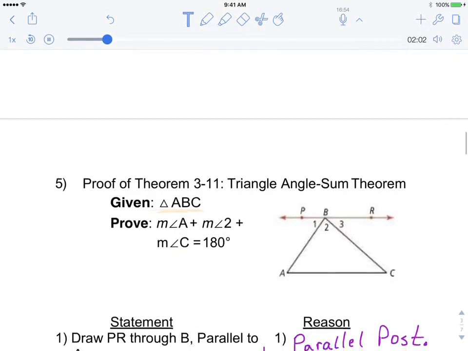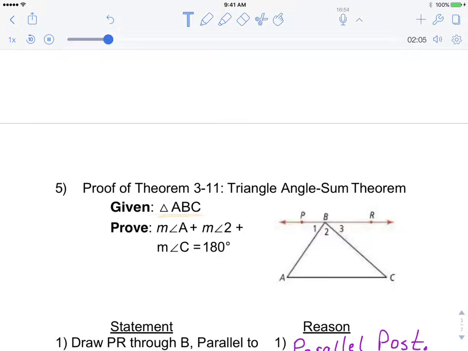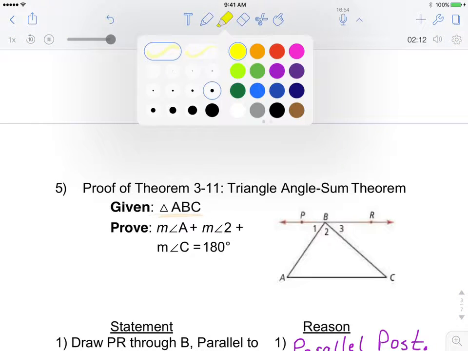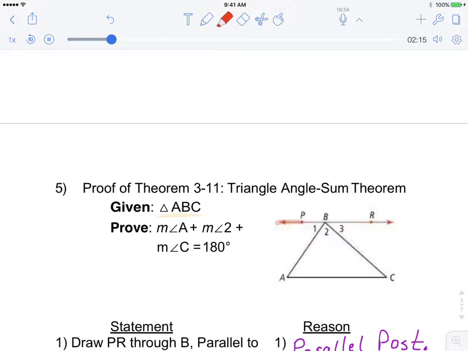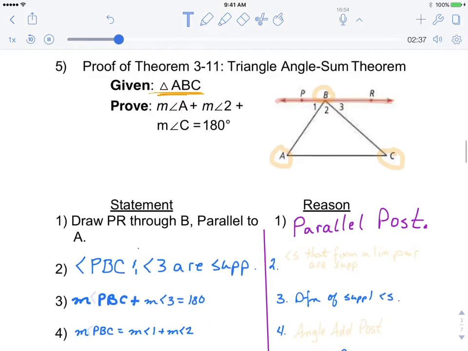If you flip to the next page, we've got this red line in example 5 here, and it says proof of Theorem 3.11, triangle angle sum theorem. We're given this triangle ABC, and that's how you notate a triangle: you name it with the three letters. We need to prove that angle A plus angle B plus angle C equals 180 degrees. So we're going to prove that the sum of the interior angles here is 180 degrees. What I have here is a proof, and I will show you the whole thing.